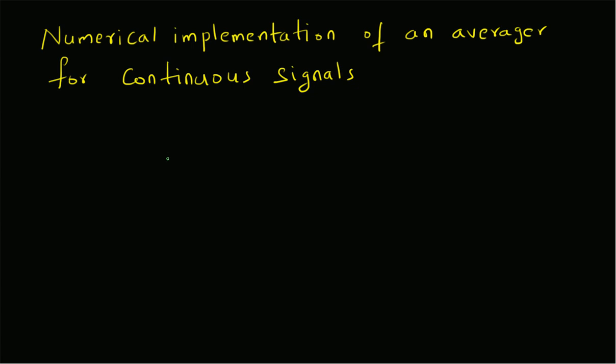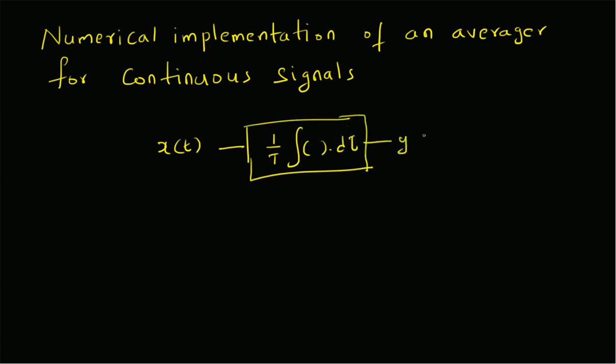Hello, welcome. In this short video, let us look at the numerical implementation of an averager for continuous signals. It is given a signal x of t that goes through this averager, 1 by T integral over the signal d tau, and then we get the output y of t.